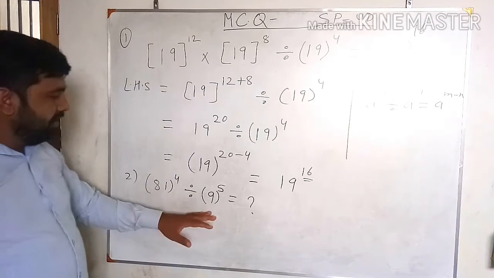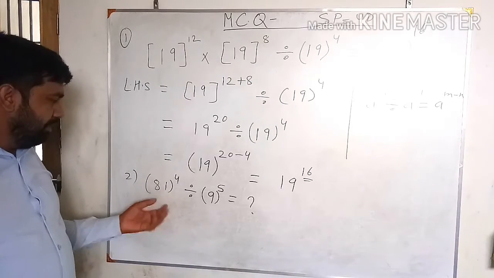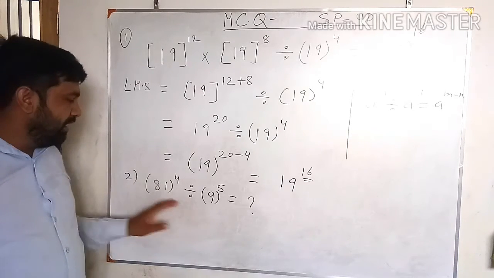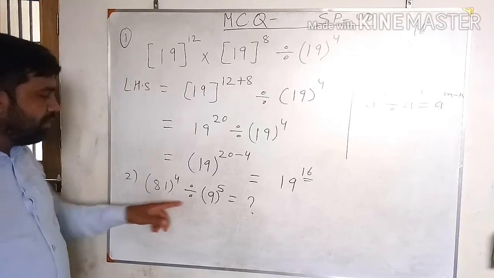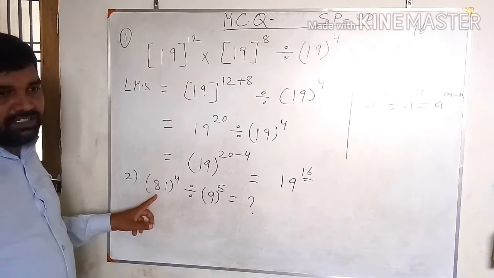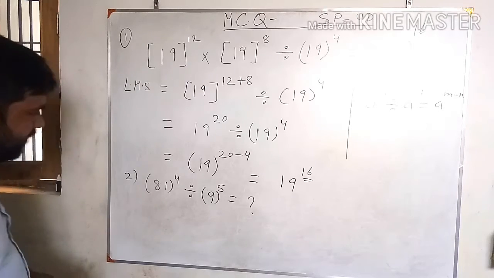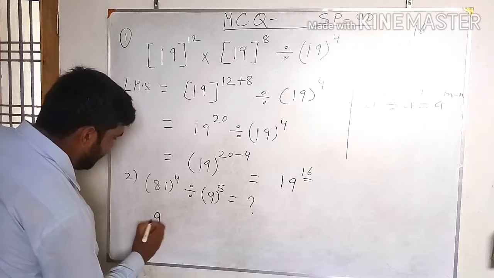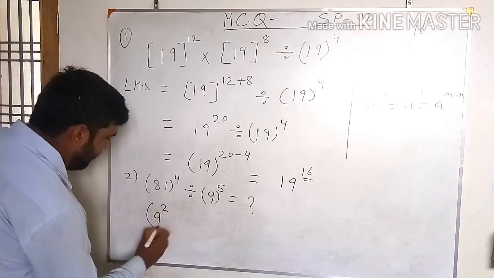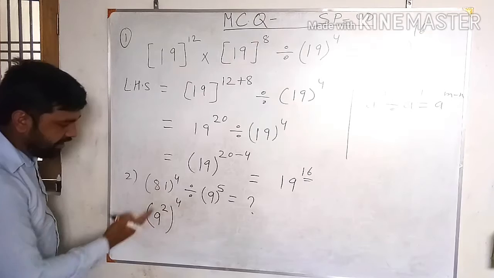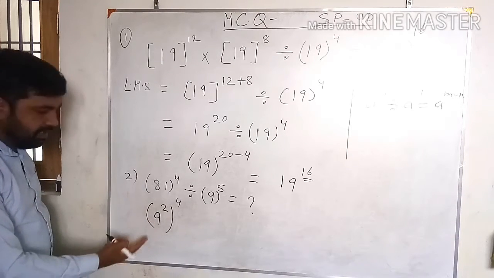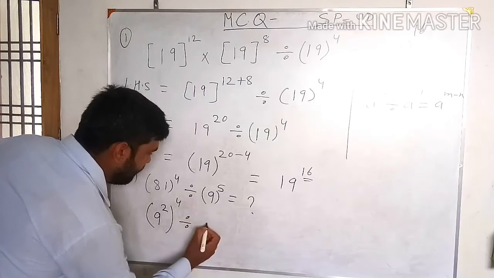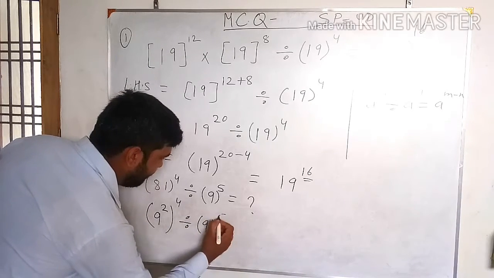As you see in this expression, the bases are different. The base of the first exponent is 81 and the base of the second exponent is 9. So try to make the base same first. 81 is the square of 9. So in the place of 81, first of all we write 9 square, and whole to the power 4. That means 9 times 9 is 81. Divided by 9 to the power 5.